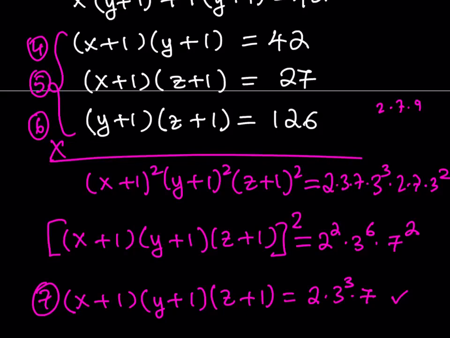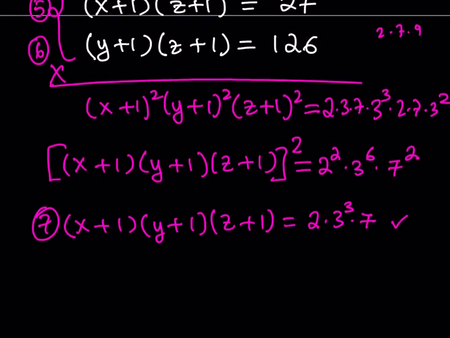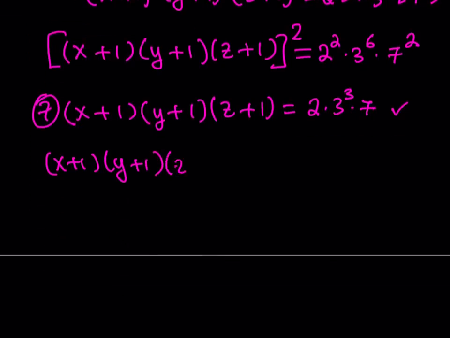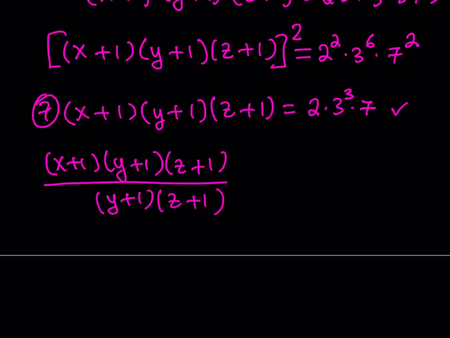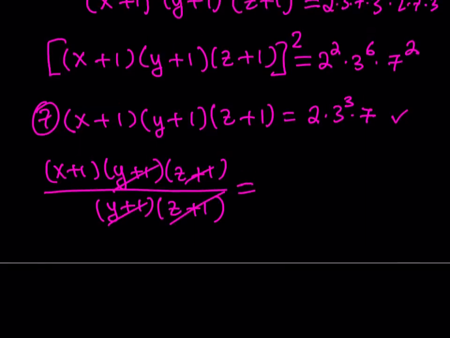So let's go ahead and do that. I'm going to divide x plus 1, y plus 1, and z plus 1 by y plus 1 times z plus 1. And this should give me x plus 1, right? Because everything is going to cancel out except for x plus 1. Well, what are the values? The value for the top is going to be 2 times 3 cubed times 7.